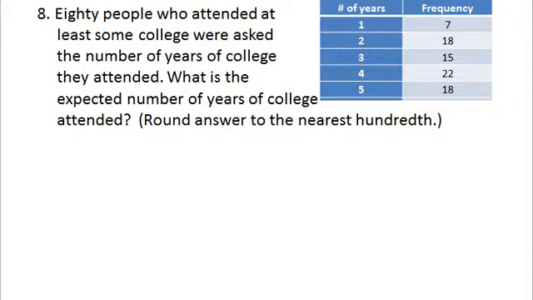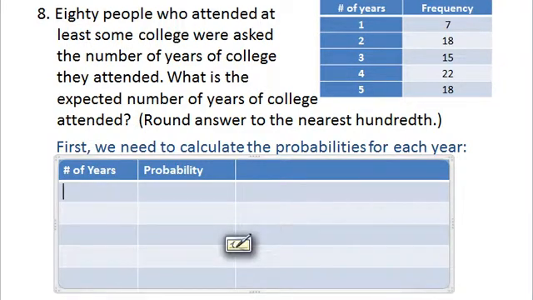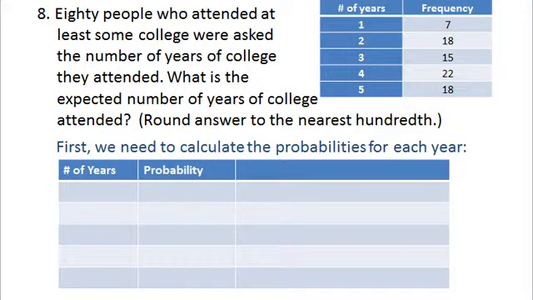So the first thing that we want to do is to create a table where we extend it. We already know that for 1, 2, 3, 4, and 5, the frequencies are 7, 18, 15, 22, and 18. And just as in the previous problem, in order to get the probabilities, we have to sum up all of those frequencies, and it turns out there are 80 of them. And the probability is just the frequency over the total.